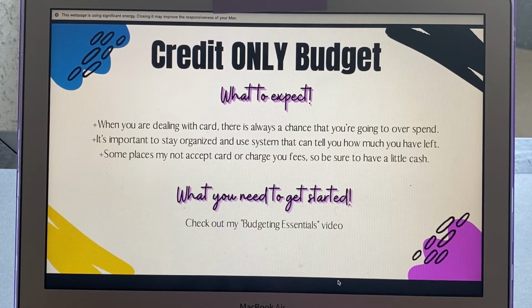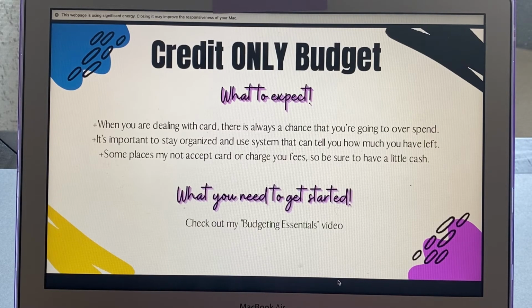Also, it's important to stay organized so you can know how much you have left, since you're not dealing with cash, because once you have cash, it's gone. But with credit cards or debit cards, you're just swiping and swiping and swiping until you maybe get an alert on your phone saying, oh, your bank account has been overdrawn. So just be mindful of that so you don't get those overdraft fees.